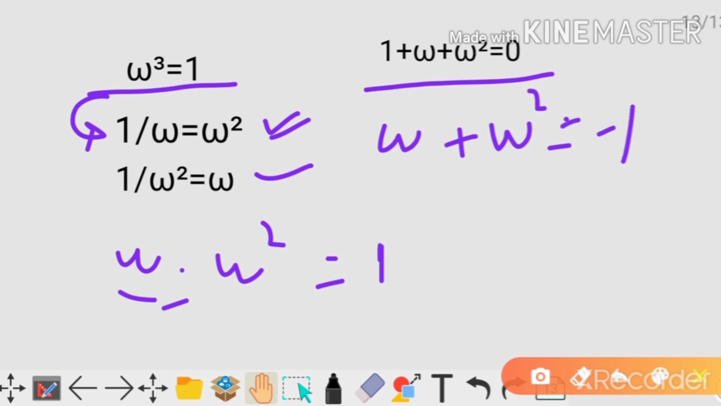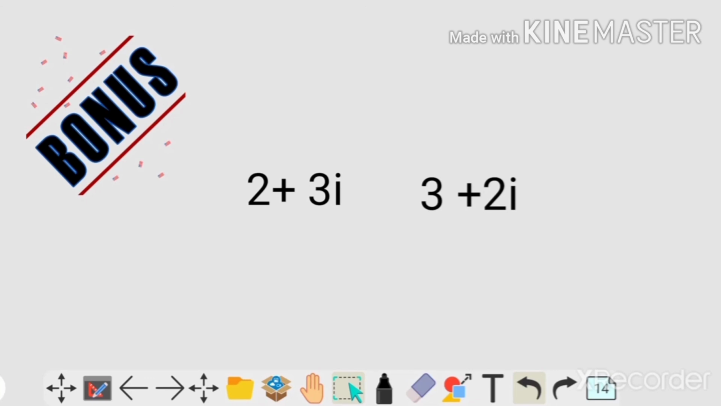Okay, so we have completed our chapter. Now I have a bonus question for you. Tell me, between these two complex numbers, which one is greater? I am giving you 5 seconds.